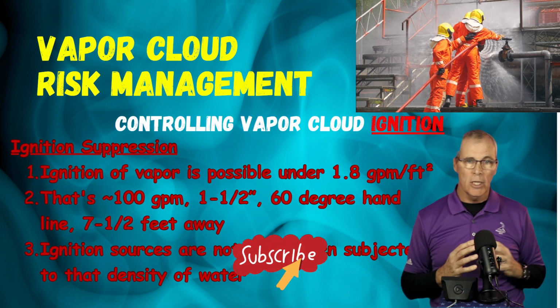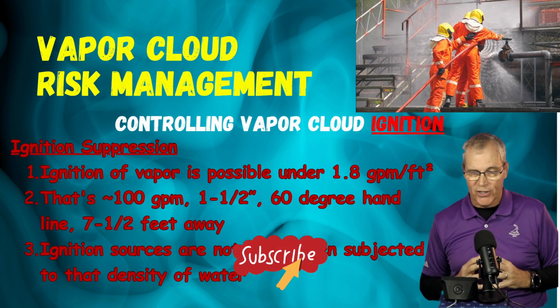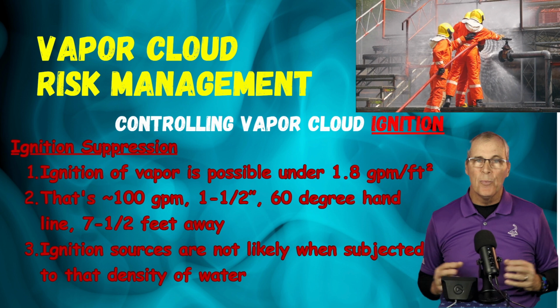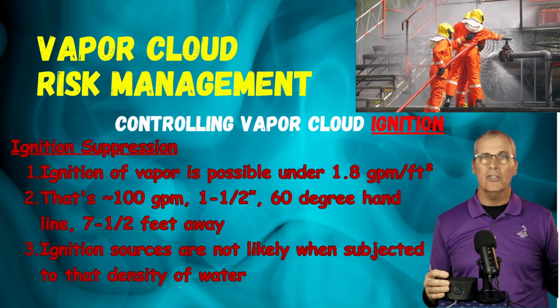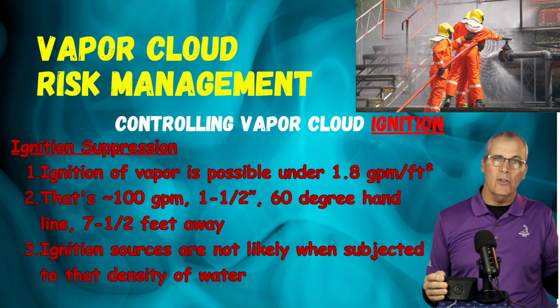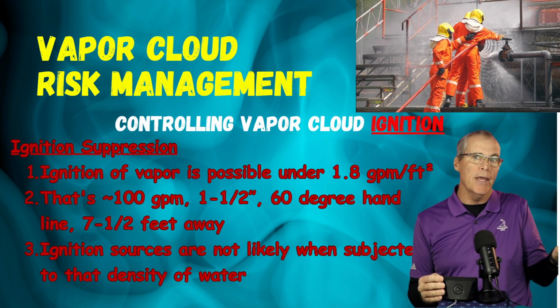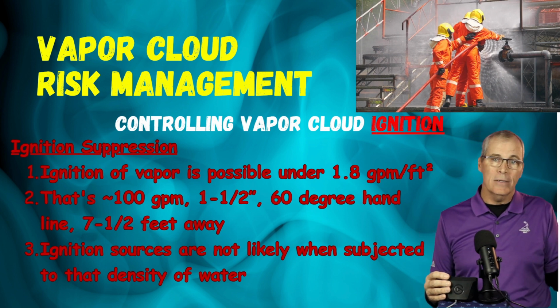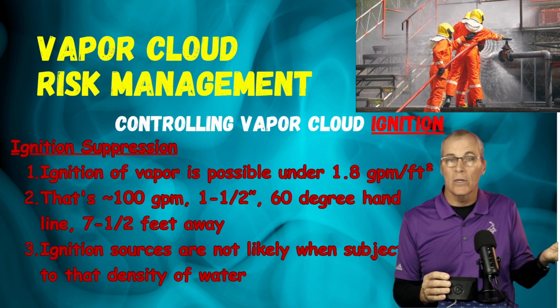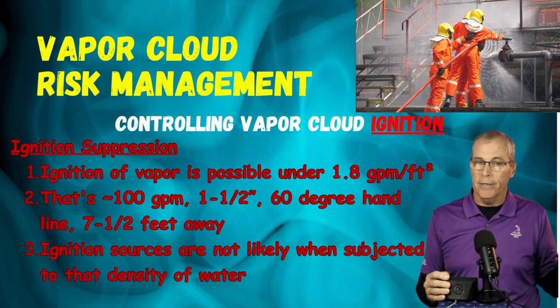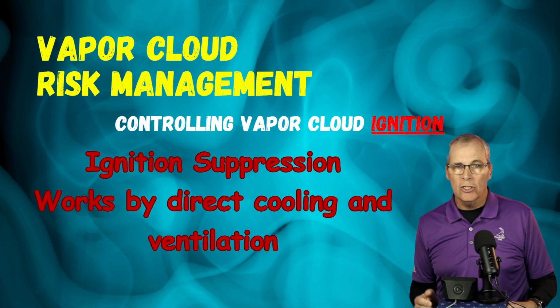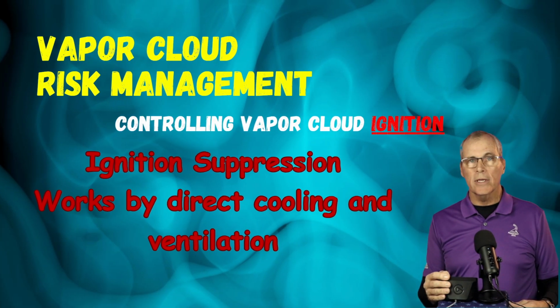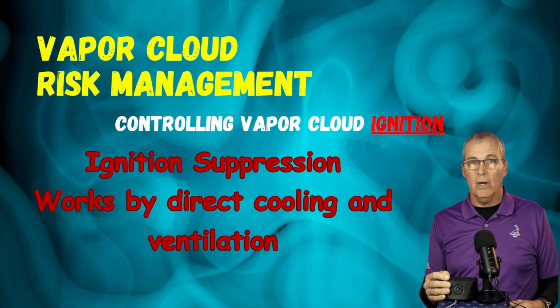And guess what? The ignition is still possible, but it's not likely, right? The ignition source is not likely to survive that. You couldn't really put a flare in that deluge of water and have it live. But if you had a hot piece of metal or a hot, existing source that wasn't going to get cooled, that could ignite it. It's just not likely. All right. Now, ignition suppression works by direct cooling and by ventilation.